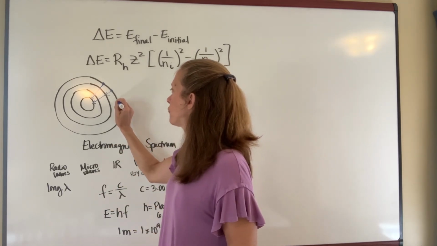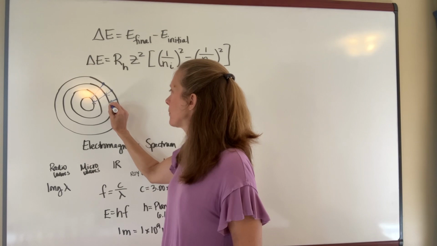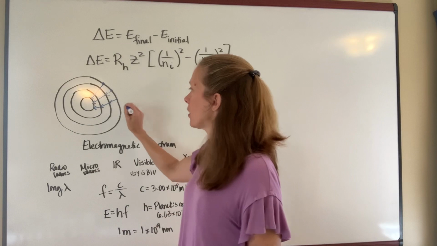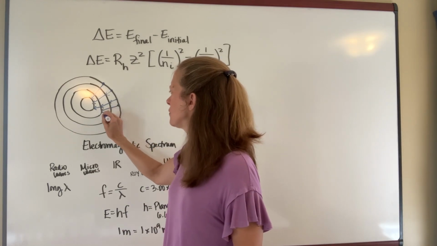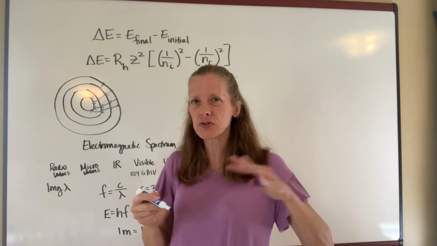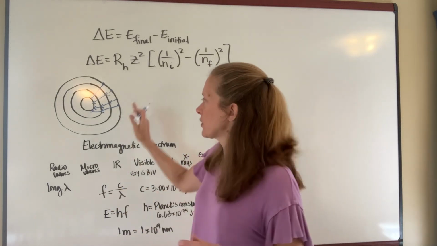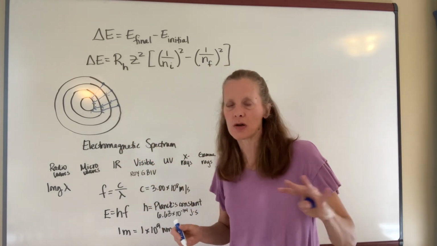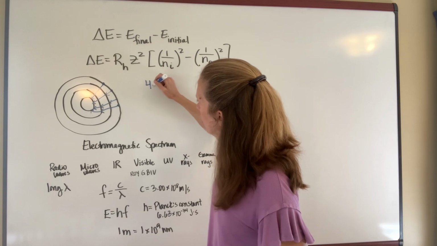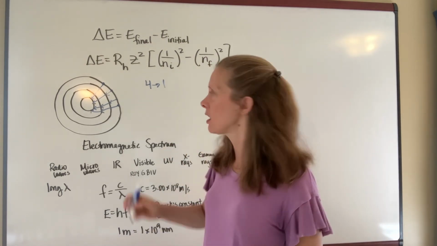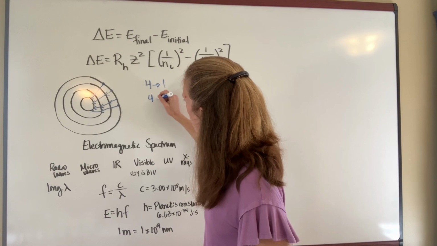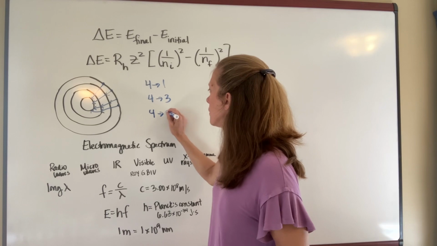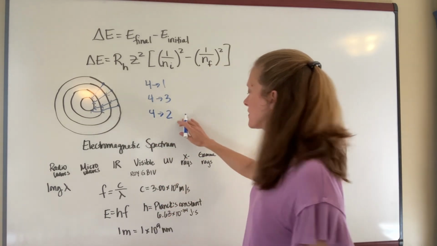Or if it goes from the 4th to the 3rd, it could drop to the 2nd, and then it could go down to the 1st. Okay? It could also drop from the 4th down to the 2nd, and then go to the 1st. So there's a lot of different ways that this electron could get from the 4th orbit down to the 1st orbit. So if I look at the overall sum of what could happen, I could go from the 4th to the 1st. I could go from the 4th to the 3rd, or it could go from the 4th to the 2nd. So any of those are a possibility.